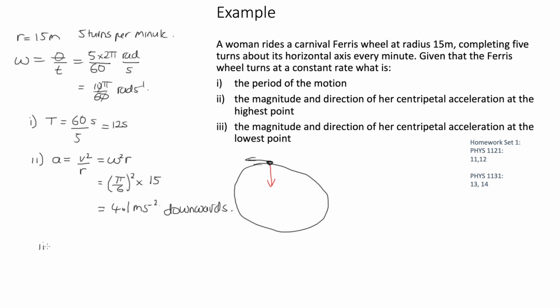Okay, now part 3 says the magnitude and direction of her centripetal acceleration at the lowest point. So that's here. So we can see when the velocity is this way, then the acceleration is going to be this way. But because she's going at a constant rate, this part's all going to be the same. The actual numbers are going to be the same. So this will be 4.1 meters per second per second upwards.